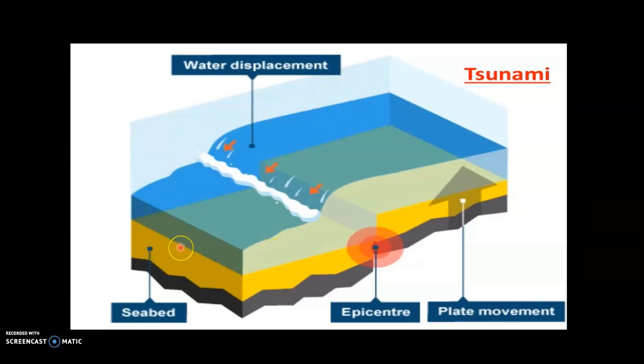Children, look here. The epicenter of the earthquake is in the seabed. It causes huge tidal waves which could have devastating effect on the seashores. So this could cause huge tidal waves which could have devastating effect on the seashore.